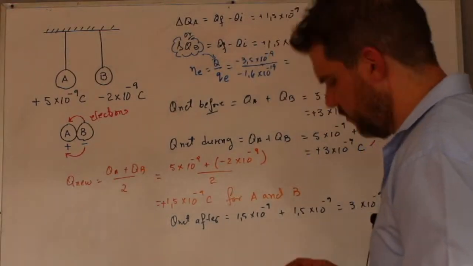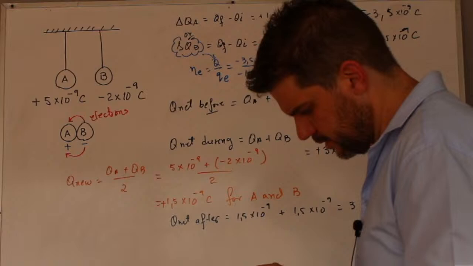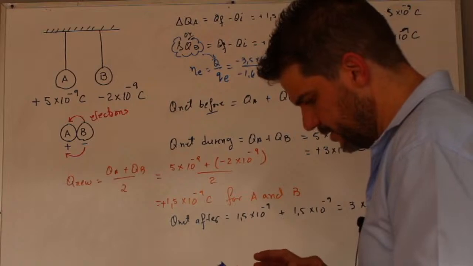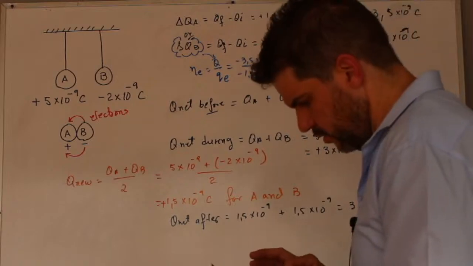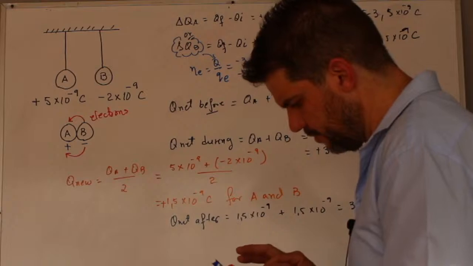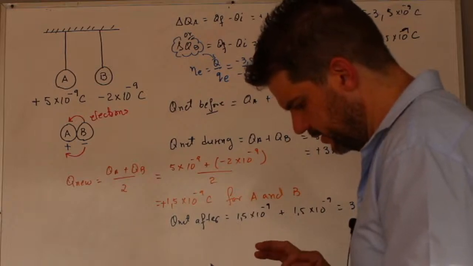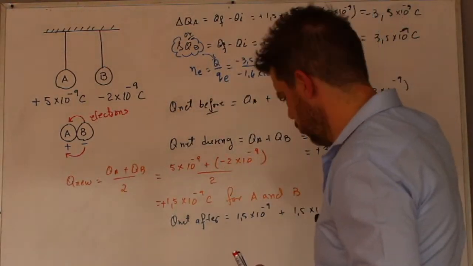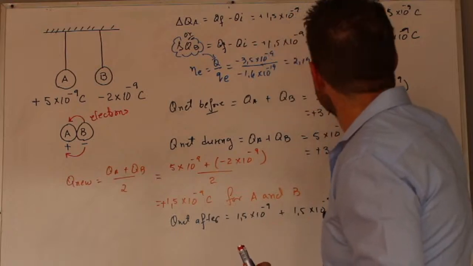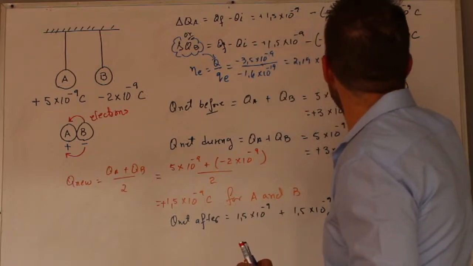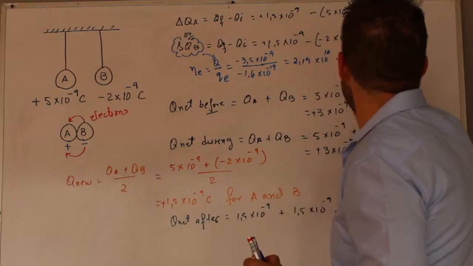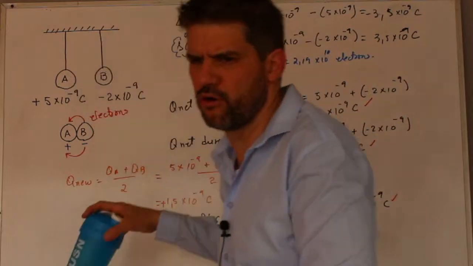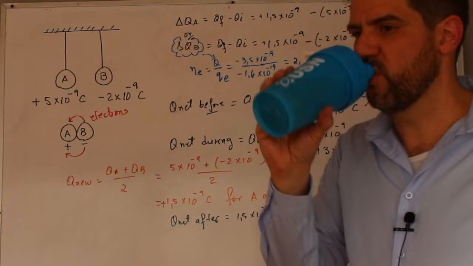3.5 times 10 to the negative 9 divided by 1.6 times 10 to the negative 19, and I get 2.19 times 10 to the 10 electrons. Guys, those are the number of electrons that were transferred during the process. I am done with the question.